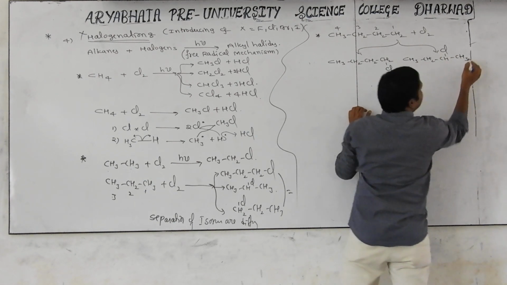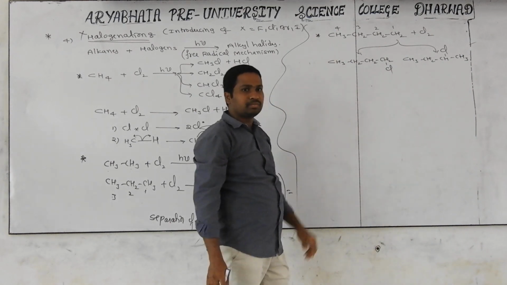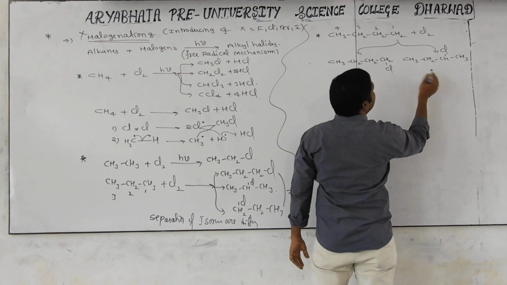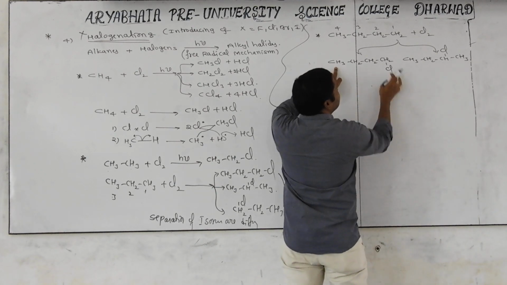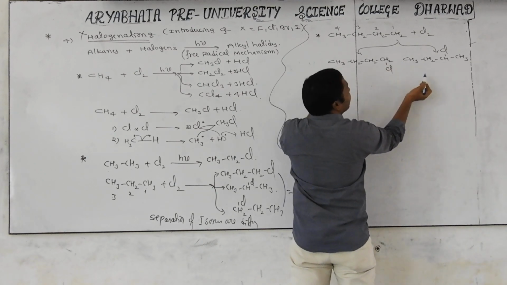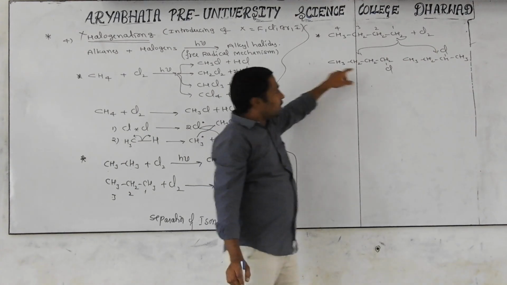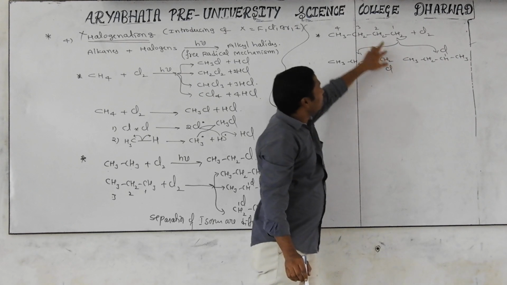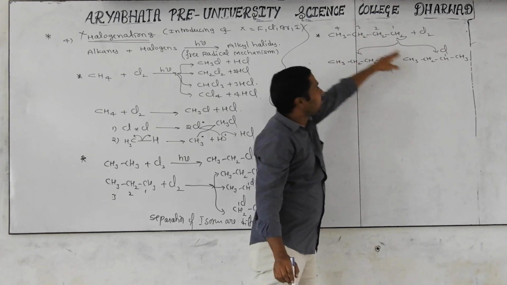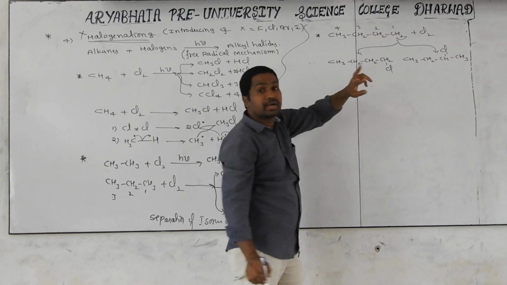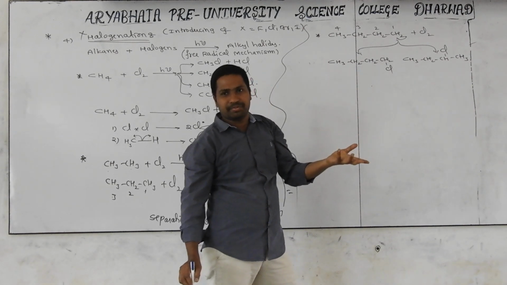Is there any chance to get third and fourth? Doing substitution here is nothing but 2-chloro. Doing substitution here again becomes 1-chloro. That's why you get two isomers, and that's why separation will be very difficult.